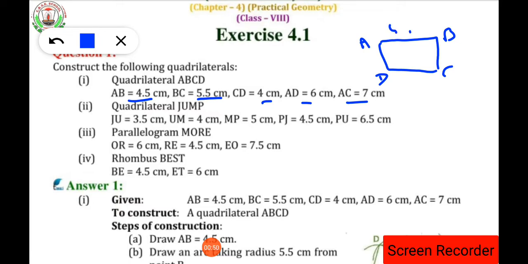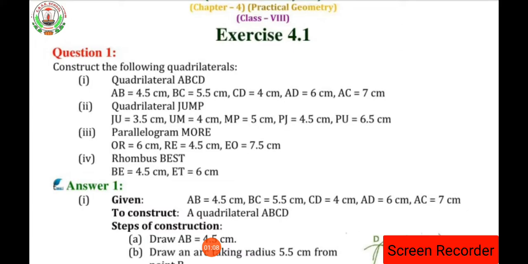Suppose AB is given 4.5, then BC is given 5.5, CD is given 4 centimeter, and AD is given 6 centimeter. And AC is the diagonal which is given as 7 centimeter. Clear? So this is a rough diagram we had drawn. So by using this measurement we have to draw the quadrilateral ABCD.